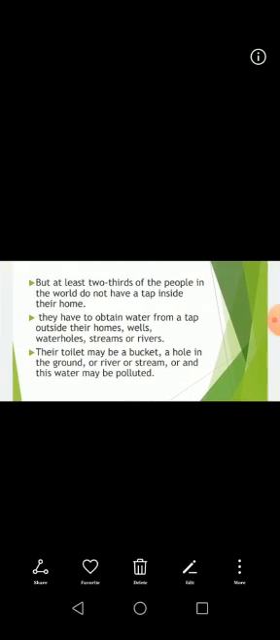So we need water. We tend to take water for granted. We turn on a tap and we have water to drink or wash with. We flush the toilet and water washes away our waste. But at least two thirds of the people in the world do not have a tap inside their home. So they have to obtain water from taps outside their homes, wells, water holes, streams or rivers.